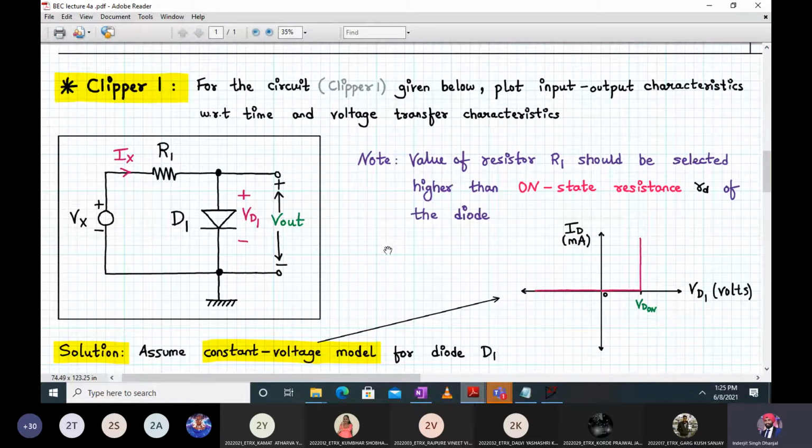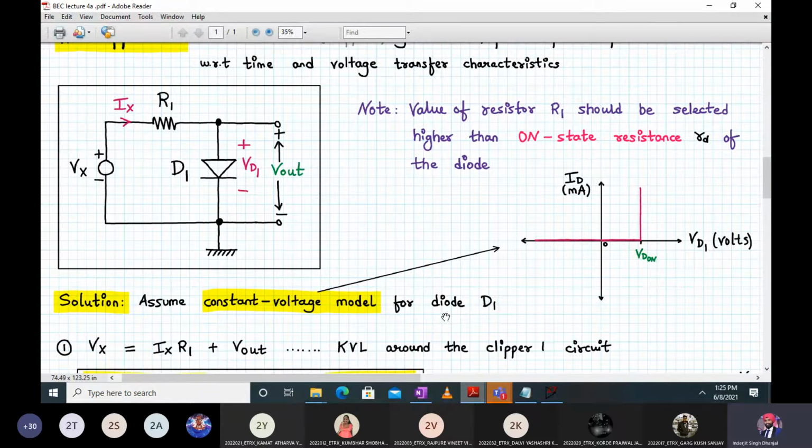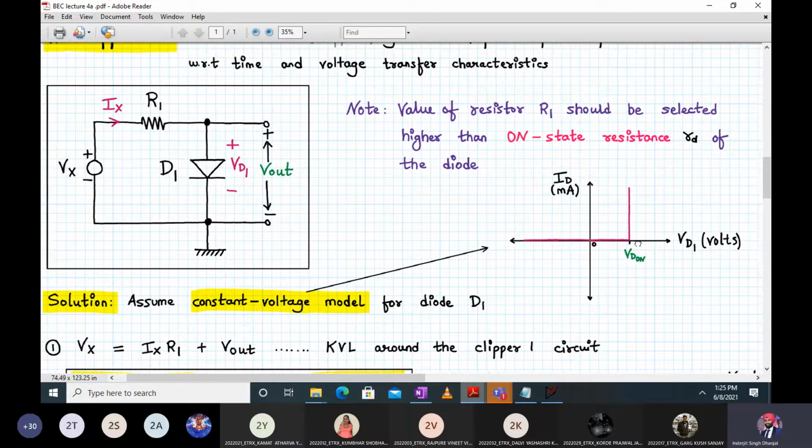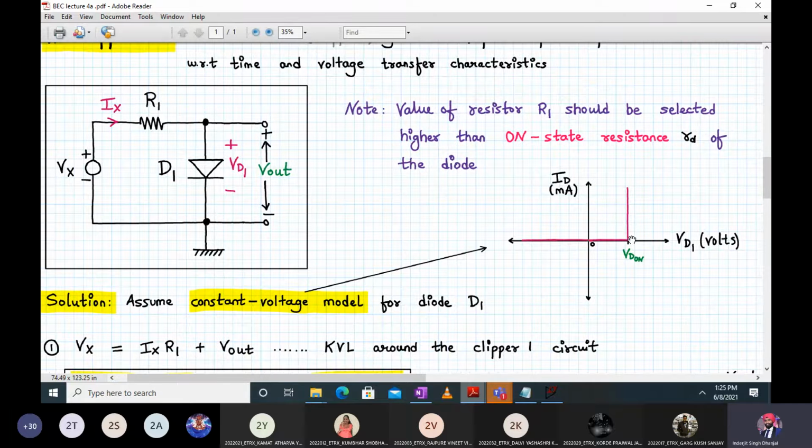First, we will assume a constant voltage model for the diode. What do we mean by constant voltage model? The diode voltage here is VD on. If the applied voltage is greater than VD on, the diode is on. If the applied voltage is less than VD on, the diode is off. This VD on value is around 0.7, or 0.6 or 0.8, for silicon diodes.